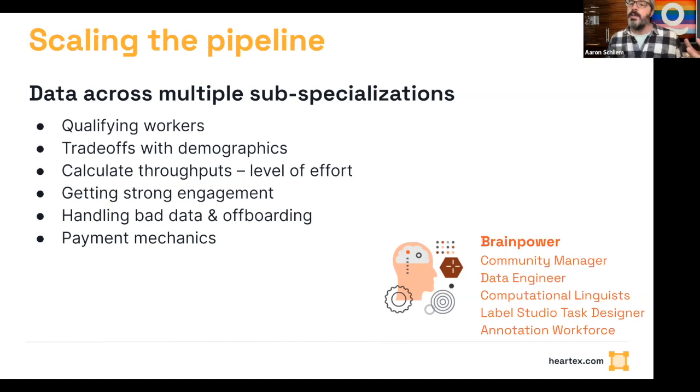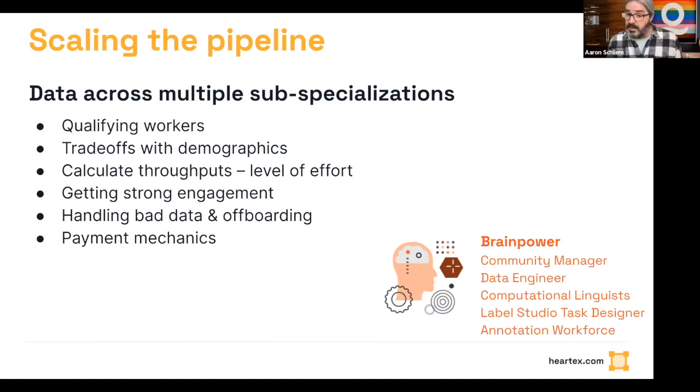The brainpower group that's going to help to solve these problems is going to include the community manager. So the person who really is handling this group of workers and how you're getting them engaged, how you're onboarding, offboarding, training, communicating with that group of people. Really a critical role when you are trying to do this work at scale. You also have then obviously the annotation workforce. That's the community that they're managing.